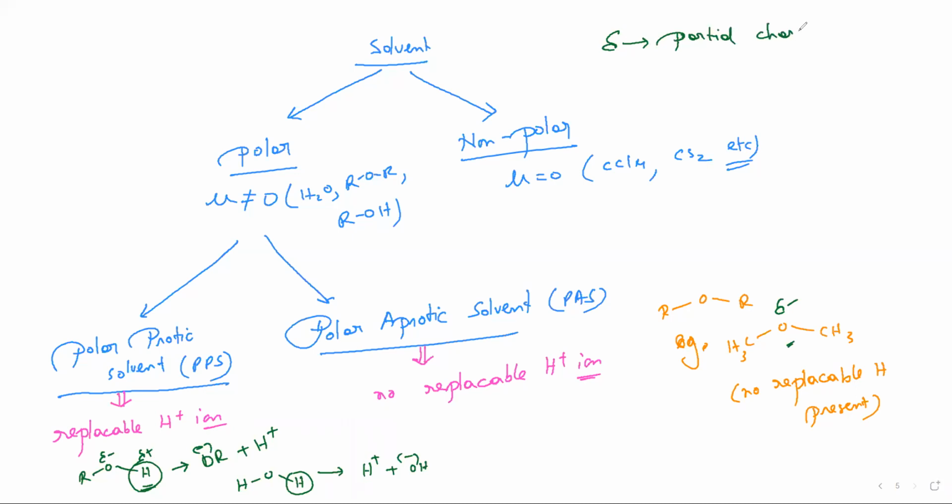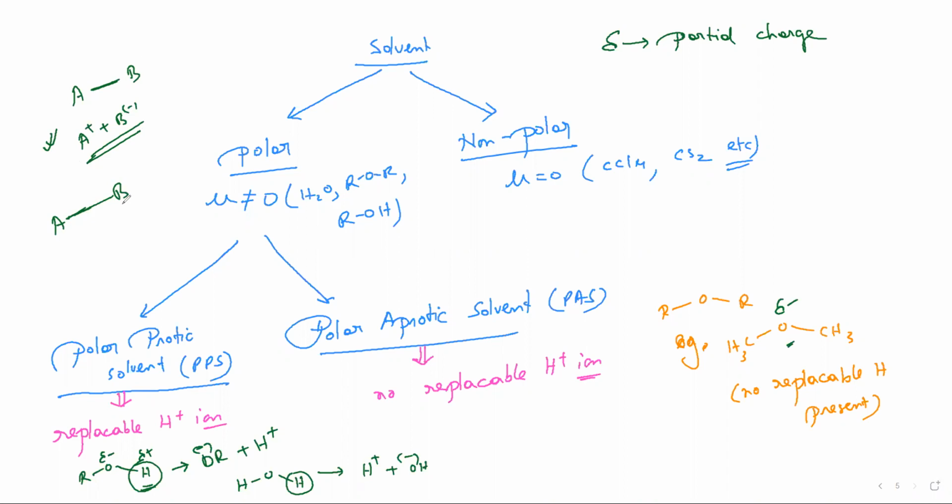Delta represents partial charge. What is the difference between charge and partial charge? In the charge case, for a charged species, this bond can break, and after breaking it converts to A plus and B minus. The partial case is a concept only valid for covalent compounds. Remember, partial charge is only valid for covalent compounds, and full charge is only valid for ionic compounds.